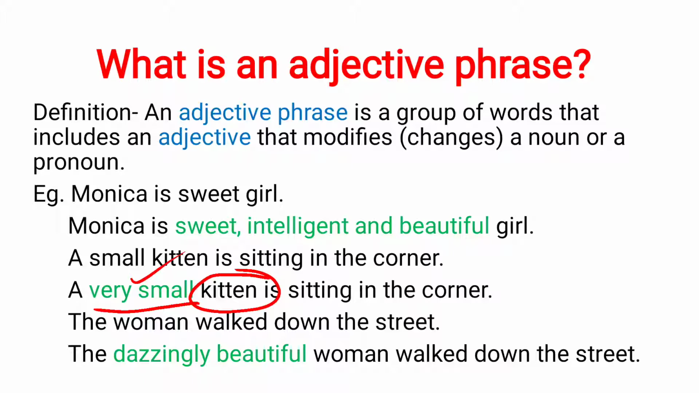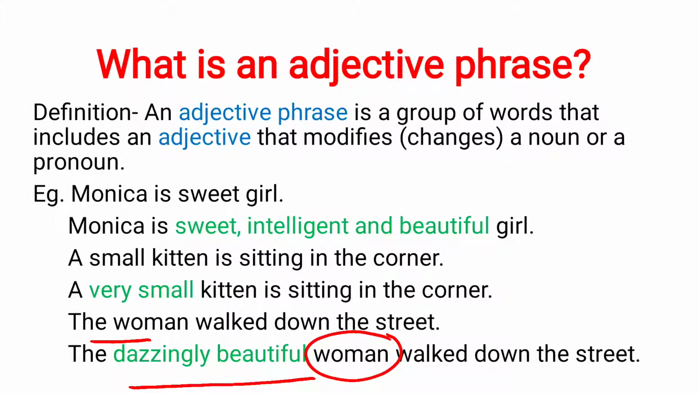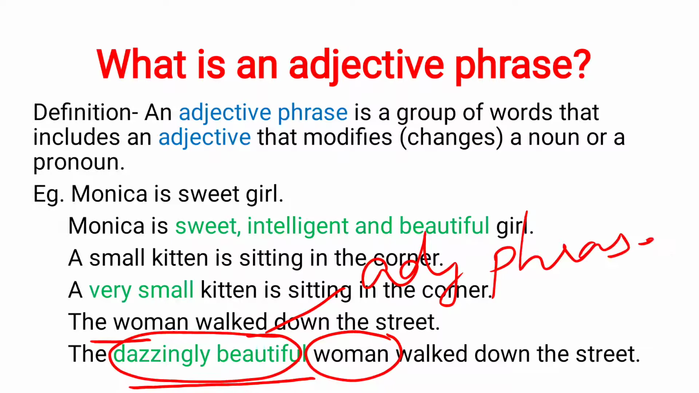And similarly, the woman walked down the street. Now here we do not have any describing word for this woman, but when we say the dazzlingly beautiful woman, we are describing this noun woman with these two words, or you can say a group of words, and that is why this group of words is known as an adjective phrase. So I hope now you have understood the difference between an adjective and an adjective phrase.